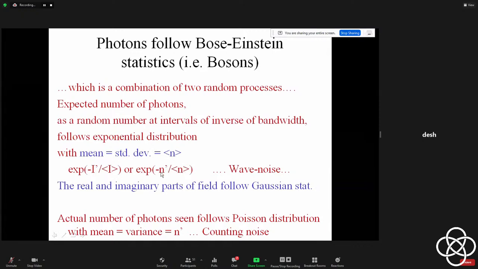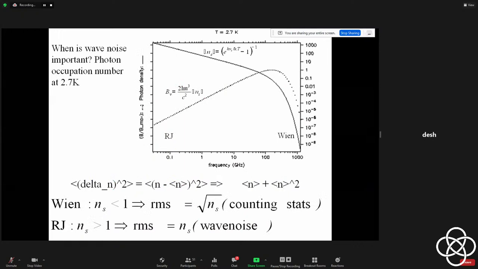But at any one time, you will get n prime, let's say. But even that n prime will be the mean expectation. And two observers with identical conditions where they expect n prime might see different number of photons. And that's just the counting fluctuation. And thus, that will follow Poissonian distribution. So you will have combination of these two resulting in the actual number that one will see.